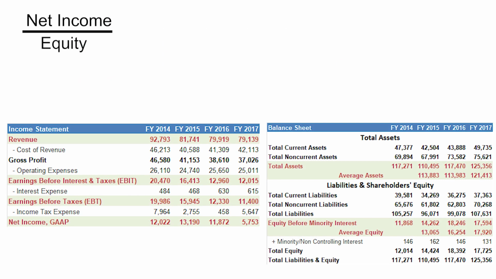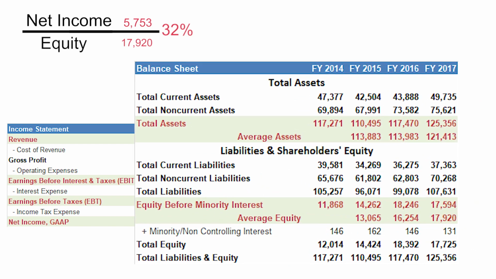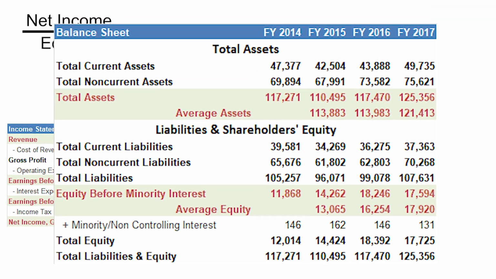Here's an example of an income statement and a balance sheet. So if we simply take net income and divide it by the average equity, we get a return on equity of 32%. Now you may notice that we had to use average equity, not just equity. That's because net income is the income earned over the entire year, while the balance sheet as a whole is simply a snapshot at a specific point in time, in this case, the end of 2017. So to make the two numbers comparable, we typically use averages on the balance sheet. So we add up the starting number, which is the ending number from last year, to this year's ending number, and we divide by 2. Simple enough. Now let's start breaking this down.